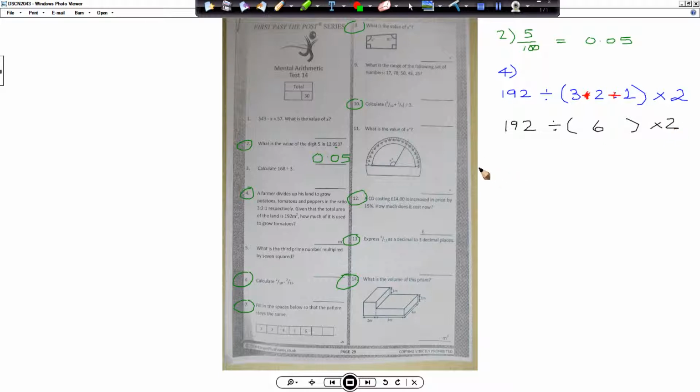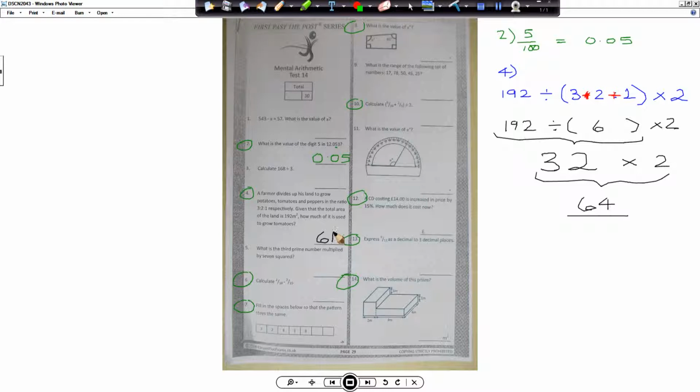So 192 divided by 6, well 6 goes into 19 3 times, that's 32. This part here gives us 32. And then you multiply it by 2 at the last moment, and that gives us 64. And that's the answer for number 4. Okay, done?